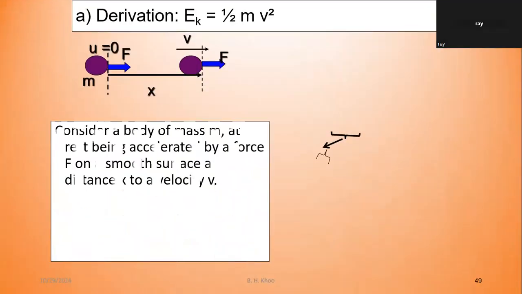Okay. So how to derive it? We can think of the body has a mass m initially at rest. Then we apply a force that moves it a distance x. Increase the velocity to v.